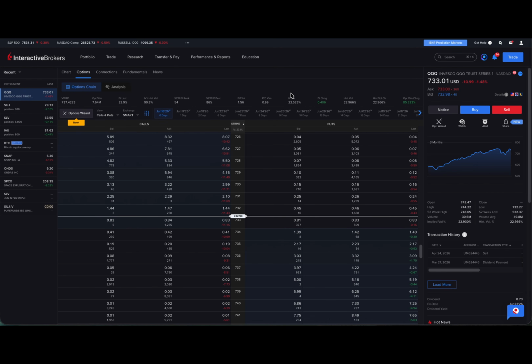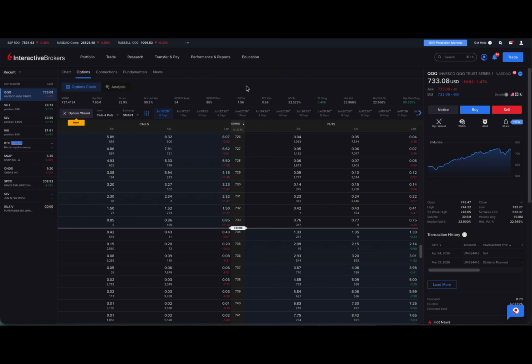All right, so we are here at our platform. We are looking at an option chain from the QQQs. This is the option chain for the 0 DTE options. We are about 1 hour away from the end of the trading day.